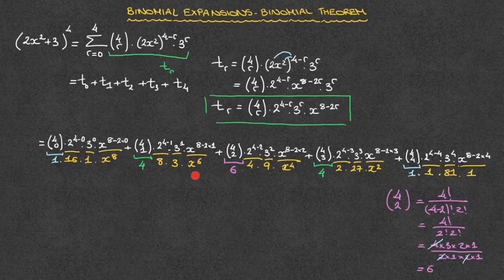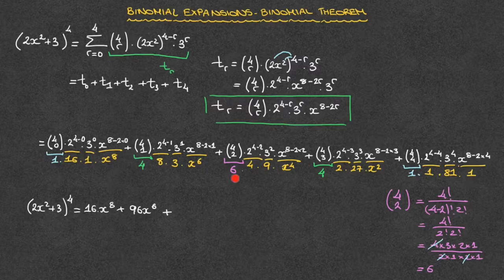And now that we know the values of the binomial coefficients, we can go ahead and state our final answer. Indeed, we can go ahead and write that 2x squared plus 3 raised to the power of 4 is equal to 1 times 16 times 1 times x to the power of 8, which is 16 times x to the power of 8. We add to that 4 times 8 times 3 times x to the power of 6. And since 4 times 8 times 3 is 96, that's 96 x to the power of 6.